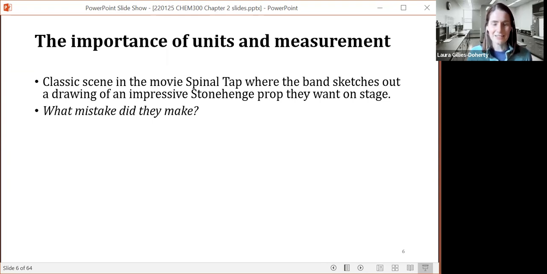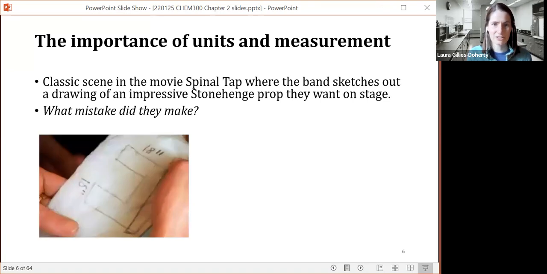There's this classic scene where this rock band called Spinal Tap wants to make a Stonehenge scene to have on stage with them as they're rocking out. They want it to be ancient and mystical and a little bit spooky, with smoke and pyrotechnics coming out of Stonehenge. So they come up with this idea while they're hanging out in their hotel room, and this is the drawing they come up with to give to their stage manager.